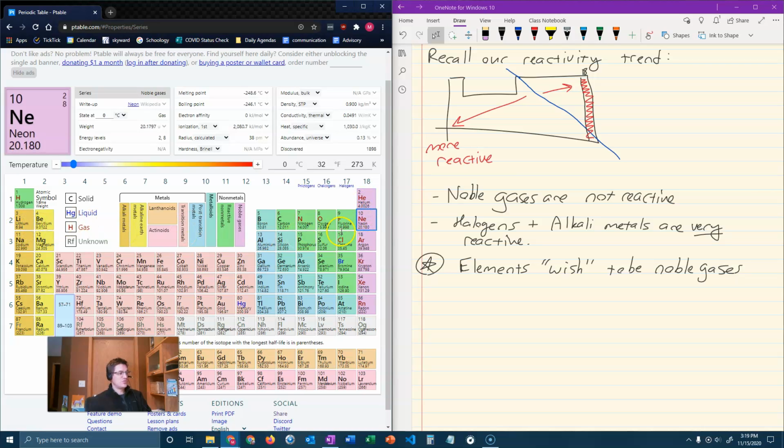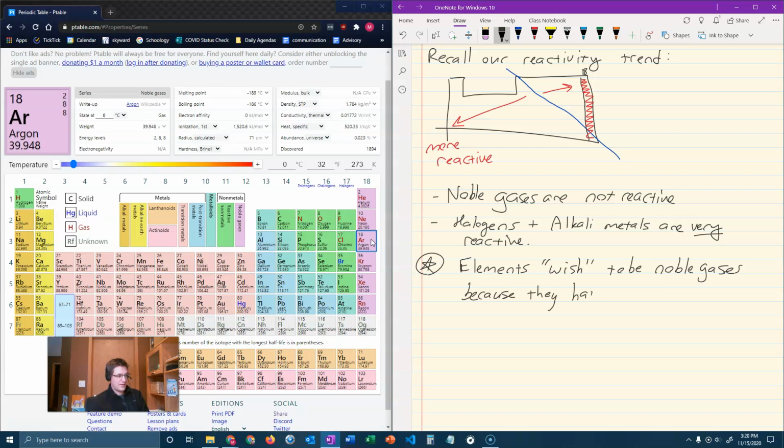Neon is in period 2, so it has 2 rings, 2 energy levels. That second energy level has 8 electrons in it. Neon is in group 18. It has 8 valence electrons. 8 electrons is full for the second shell. There's something about having a full valence shell that elements really like. Okay, so elements wish to be noble gases because they have, and I'm going to use the word complete, that means full, they have complete valence shells.